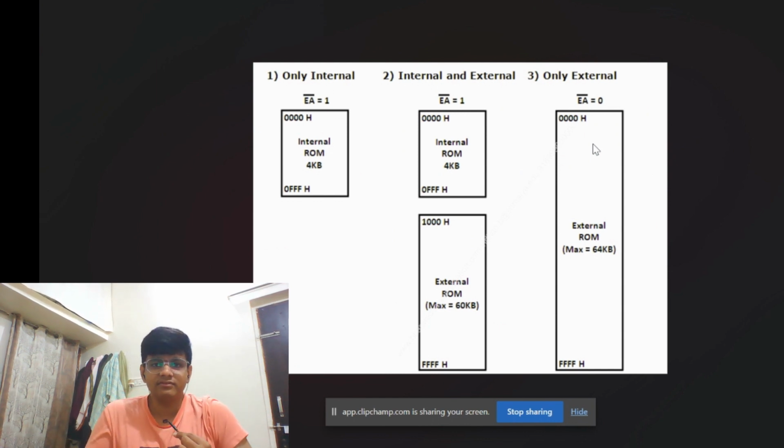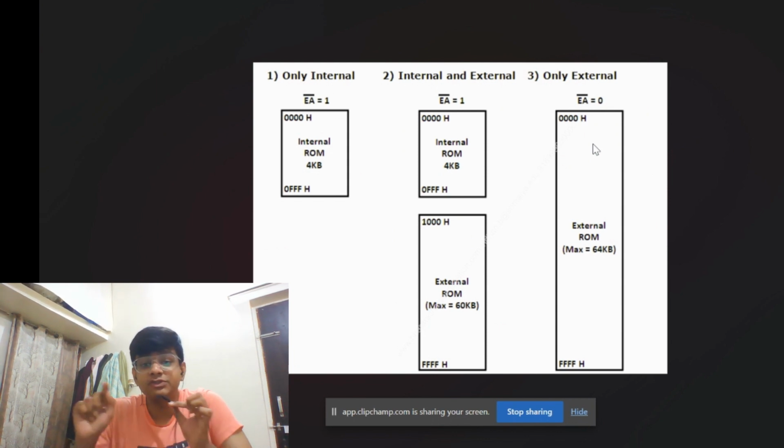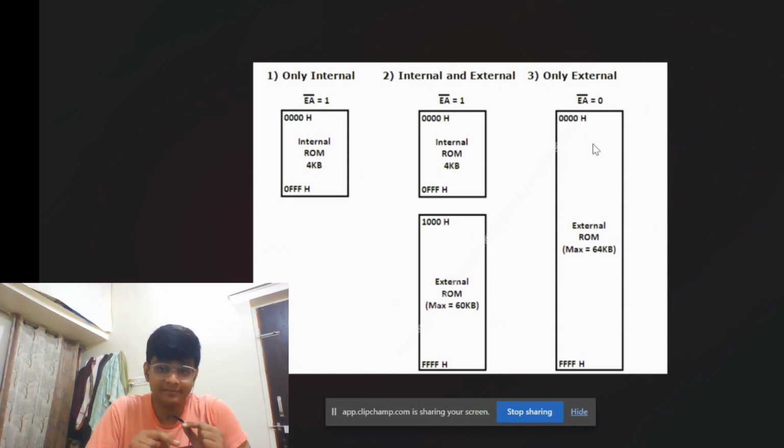Bar means, in technical language, a complement of something. So what does EA mean? EA means external enable access. Okay, so try to hear that, it is very important. When EA bar equals 0, what does it actually mean? It means EA equals 1.